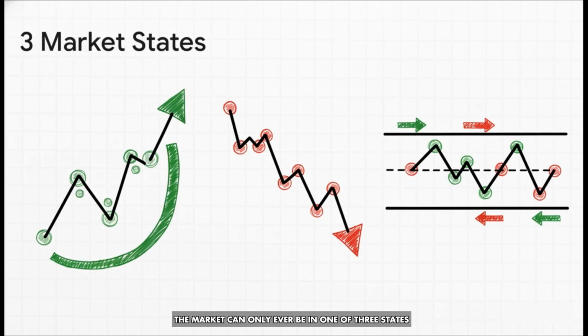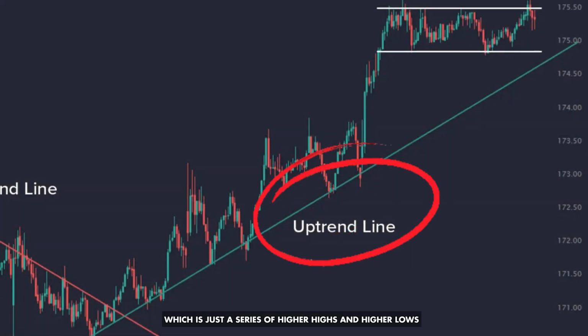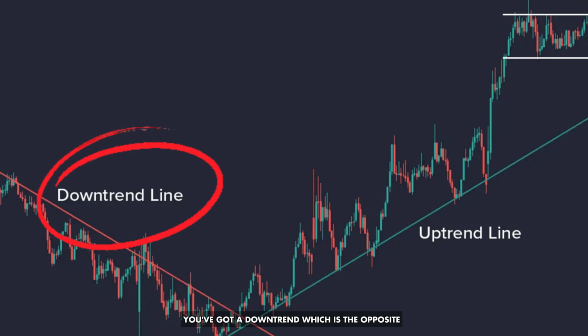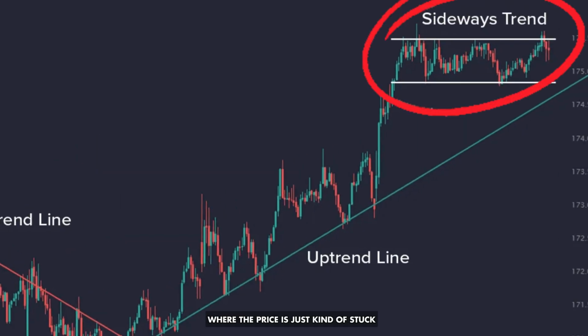The market can only ever be in one of 3 states. You've got an uptrend, which is just a series of higher highs and higher lows. You've got a downtrend, which is the opposite, lower highs and lower lows. And then you have a sideways market, where the price is just kind of stuck, bouncing around in a range.